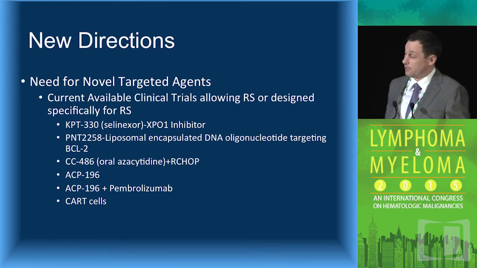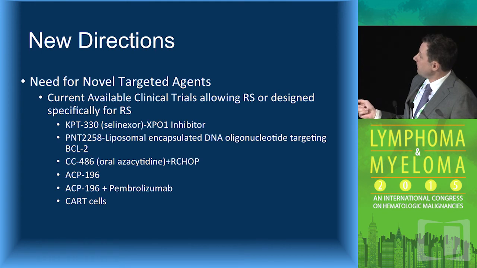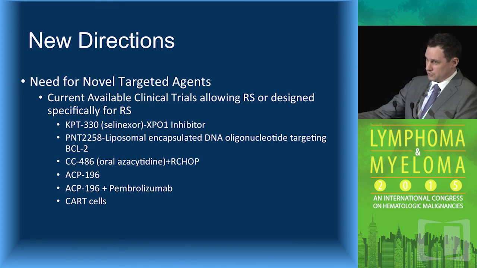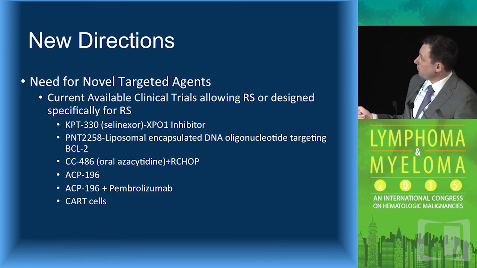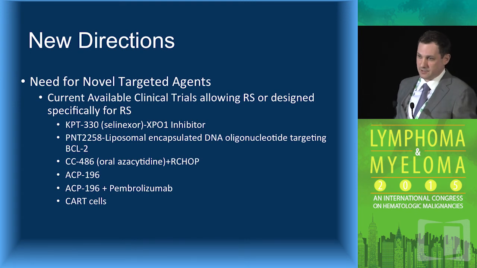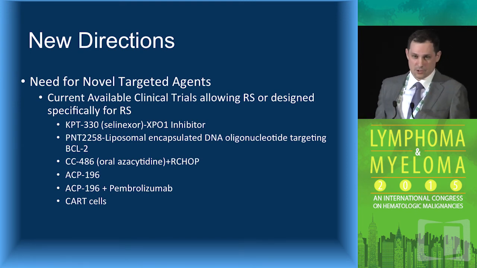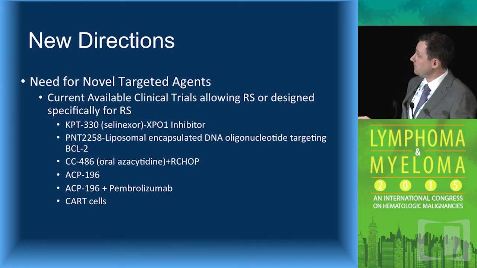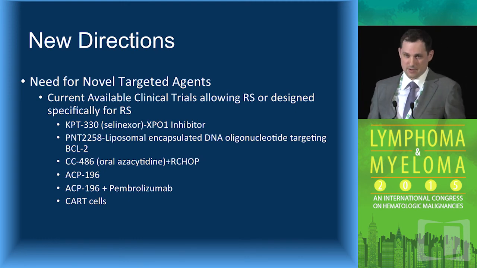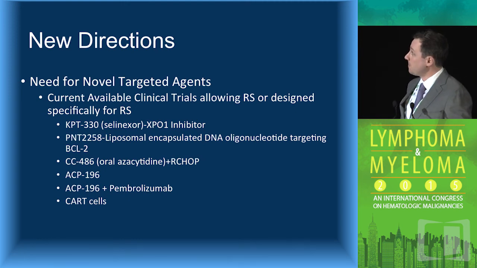PNT2258 is a BCL2 inhibitor, which also targets this. Richter's does have overexpression of some BCL2, but not necessarily more so than in CLL or de novo DLBCL. When you look at some epigenetic targets, we have a trial open with CC486, oral azacitidine, in combination with R-CHOP, which enrolls transformed patients. And then there are arms with ACP-196 as well as ACP-196 plus pembrolizumab, and immunotherapies that allow transformed patients, as well as CAR T cells, obviously in early phase, allowing transformed patients as well.